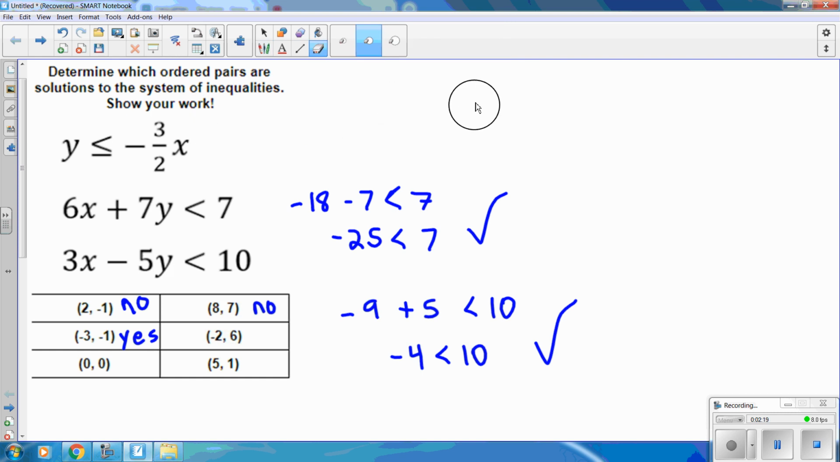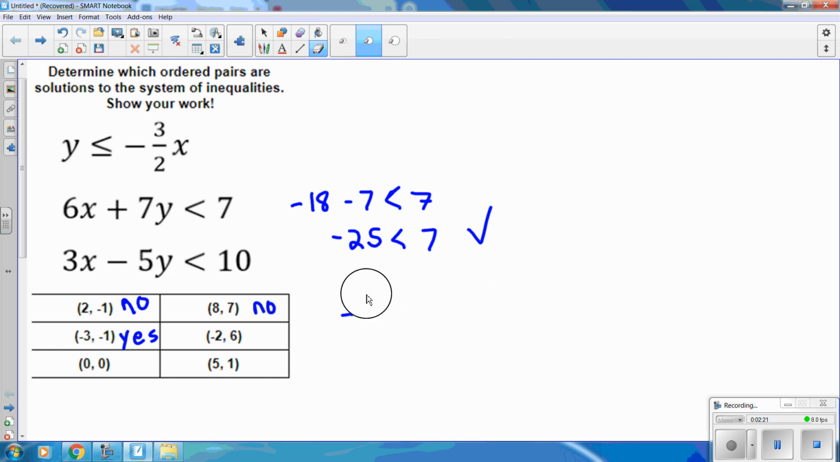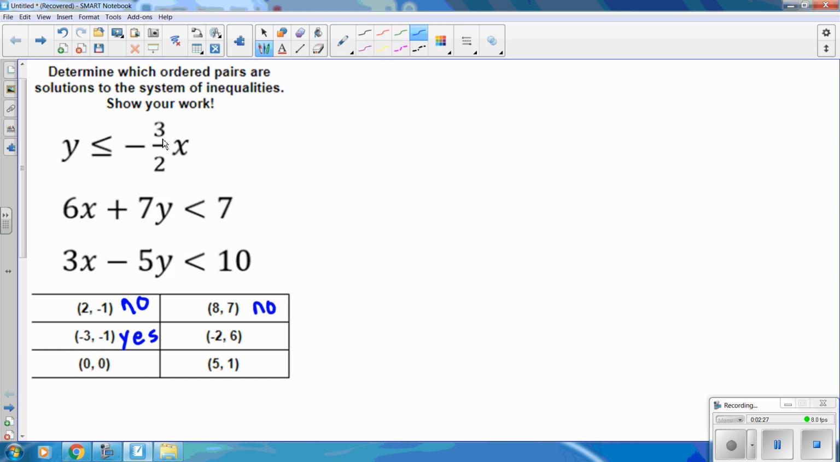So the next ordered pair we're going to try is negative 2, positive 6. So let's plug in positive 6, that's my y coordinate. We're going to plug 6 in for y up here, so less than or equal to. We're going to plug negative 2 in for x. Negative 2 times negative 3 is positive 6, and 6 divided by 2 is 3. 6 is not less than 3, so it doesn't work for the first inequality. It doesn't work, so this is going to be no. It has to work for all three.